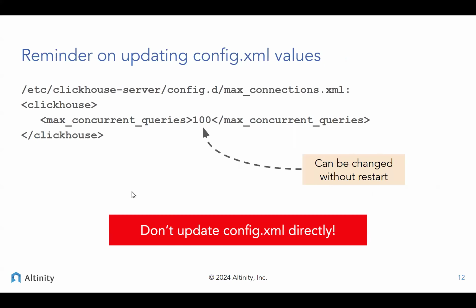So speaking of making this update, here's a quick reminder. Max concurrent queries is a setting. It's a global setting for the server. You can set that using XML, and you just make a little max connections.xml file, and you stick it in the config.d directory as is shown here. When you make this change, ClickHouse will pick it up without a restart, which is nice.